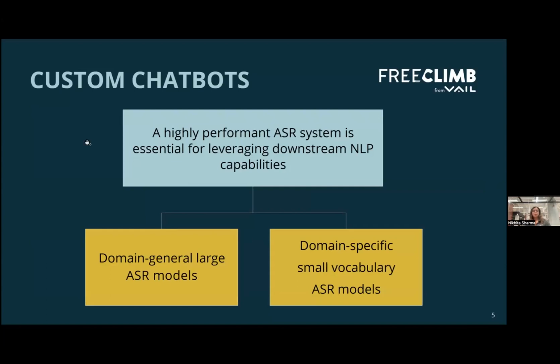There are two ways of going about this. If you want high ASR transcript accuracy, you can either use domain general models or you could use domain-specific small vocabulary models. You need good transcription because once you have good ASR transcripts, you can do a lot more with those transcripts. If the ASR gives you accurate results, you can improve your downstream capabilities as well. Without accurate transcripts, it's hard to do anything else with that text.